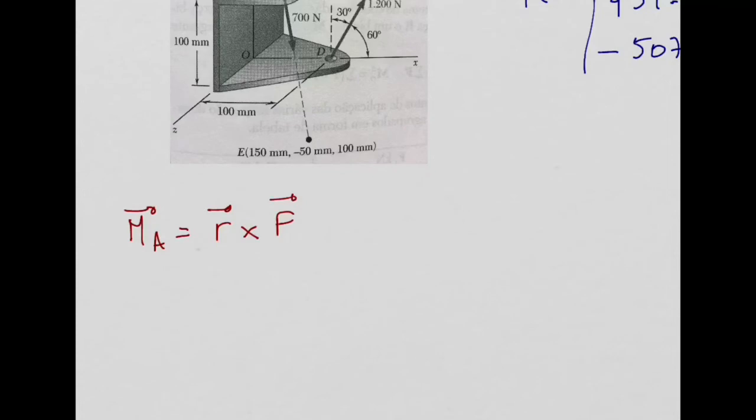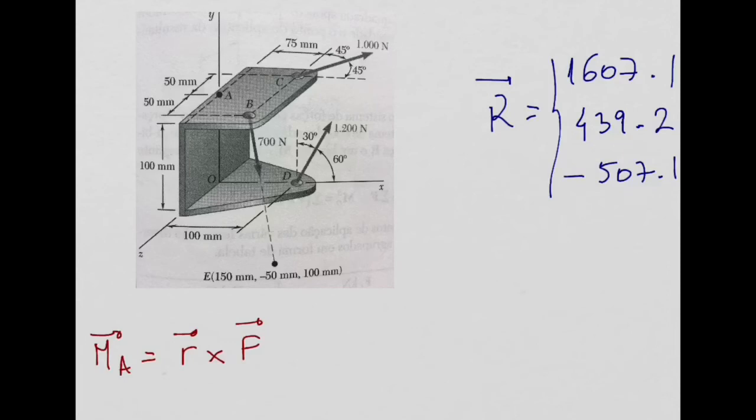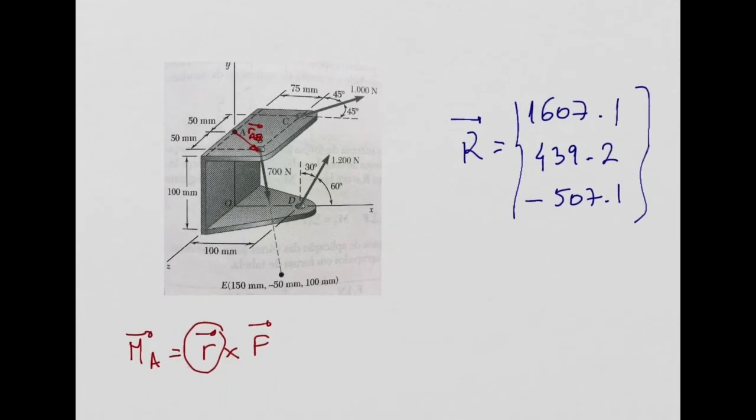So I'm going to start with my force FBE. I need to define this position vector. So this position vector, this R that you have here, needs to start where? I want to calculate the moments about point A. So this position vector needs to start where? Point A. Yes. It needs to start at point A, and it needs to go all the way until point B. So this is going to be my position vector RAB, and this is going to be the position vector I'm going to use here.